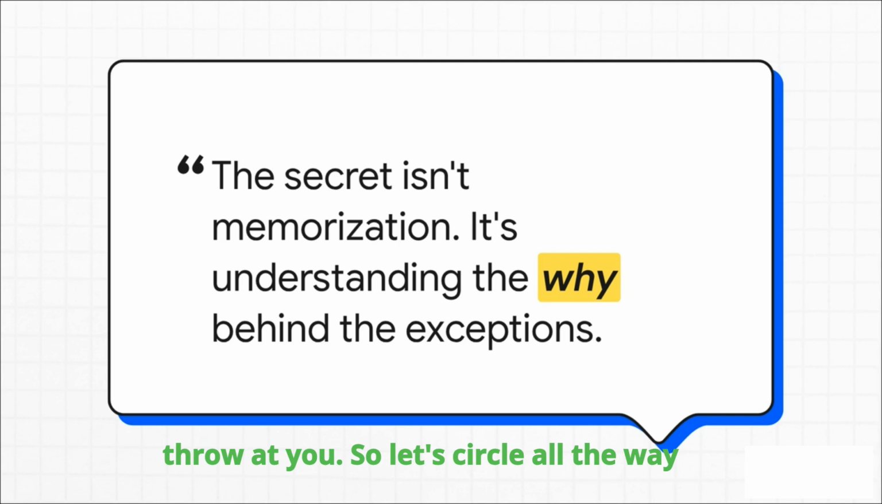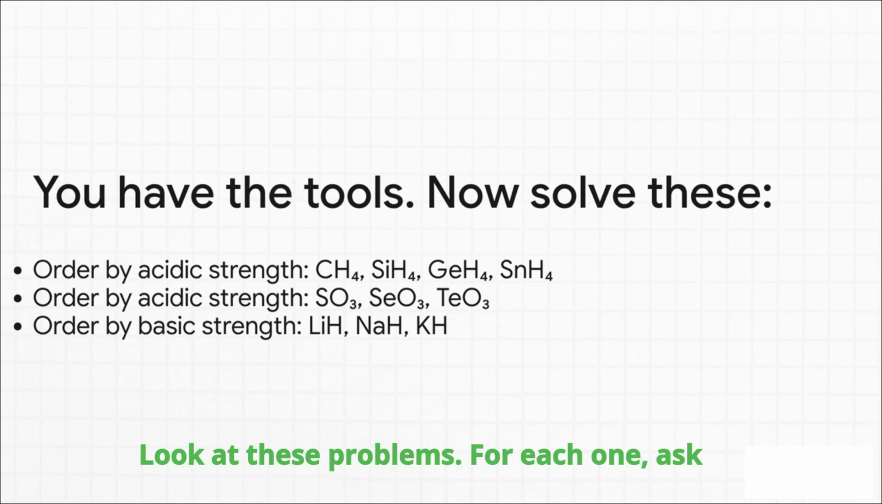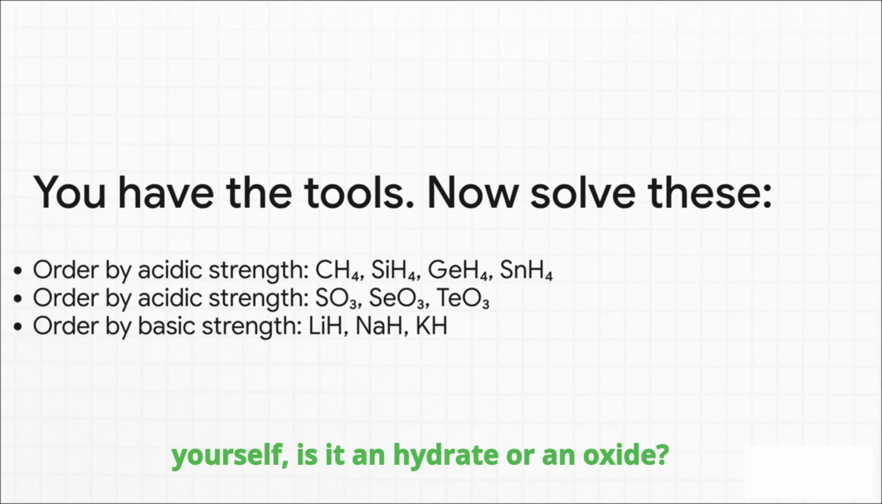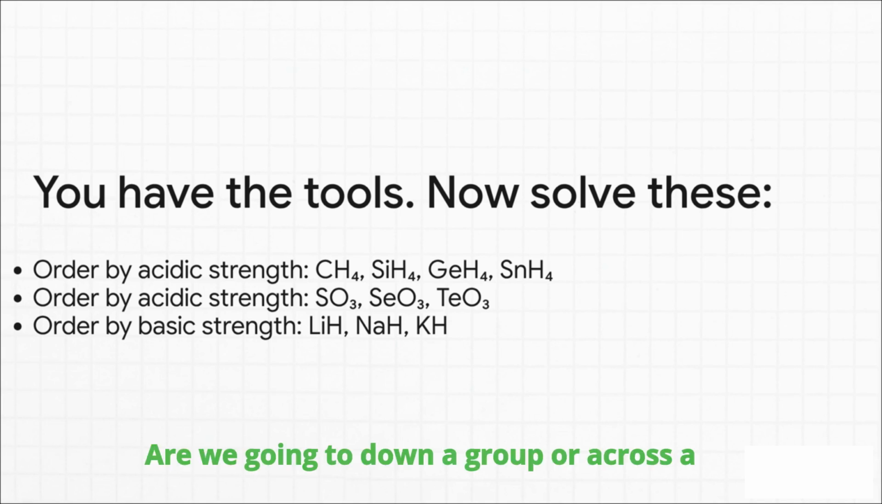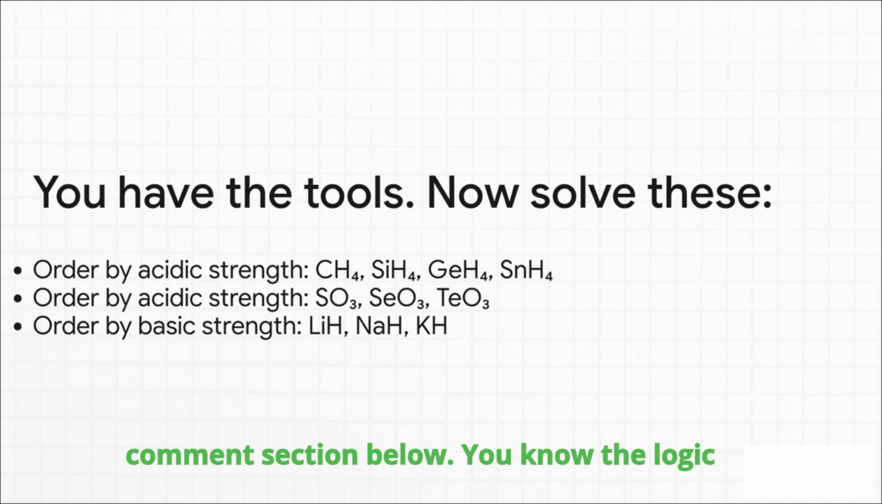So let's circle all the way back to where we started with the challenge. But now you have the tools. Look at these problems. For each one, ask yourself: is it a hydride or an oxide? Are we going down a group or across a period? Which rule applies? Or which exception applies? Pause the video and solve them. Tell me the answer in the comment section below.